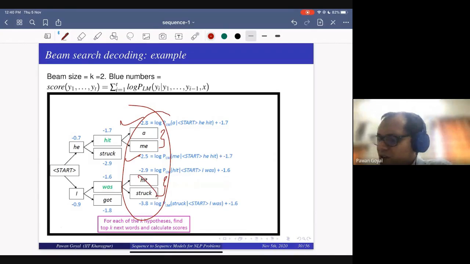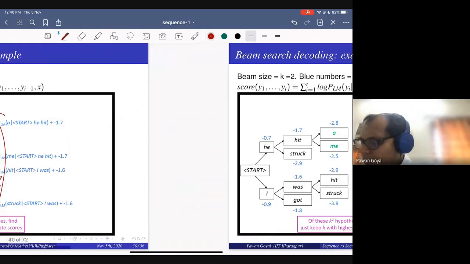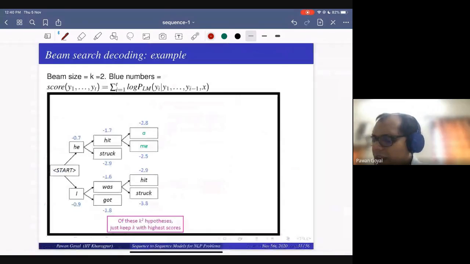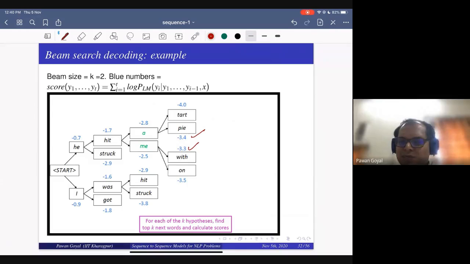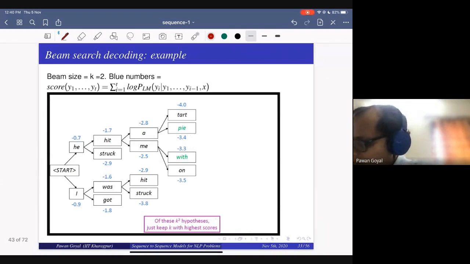So actually this path is all gone. Now you are back to this. And you continue doing this: generate possibilities, choose the top 2. So here, these 2 are the possibilities.